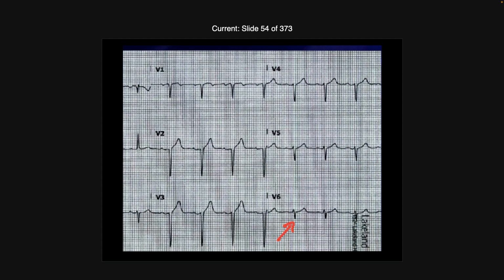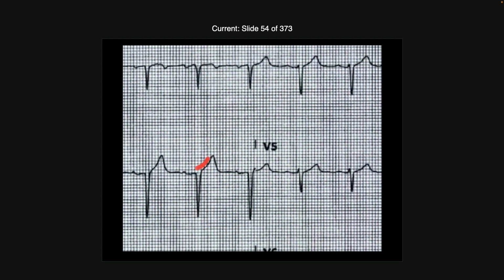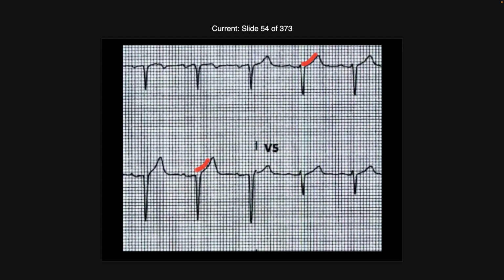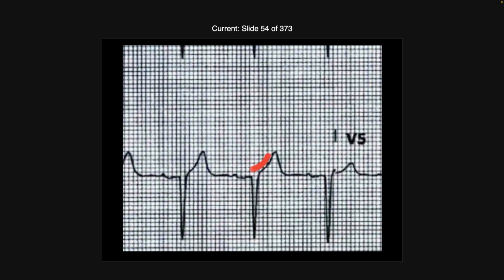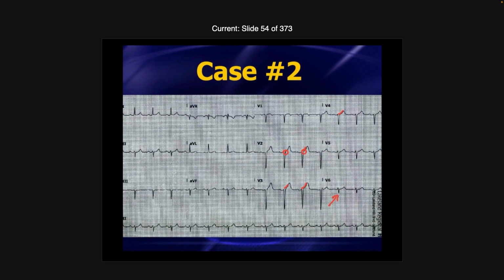Now, I don't see any straightening. Even if you look over here, this is concave upwards, and I'm okay with that. I'm okay seeing concave upwards everywhere. There's maybe just a tad bit of J-point elevation right up there. You're allowed to have 1 or 2 millimeters of J-point elevation in V2 and V3. So why are we even talking about this case?